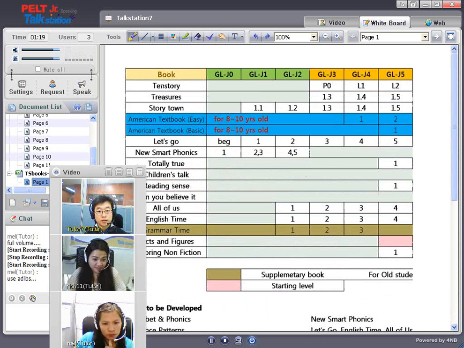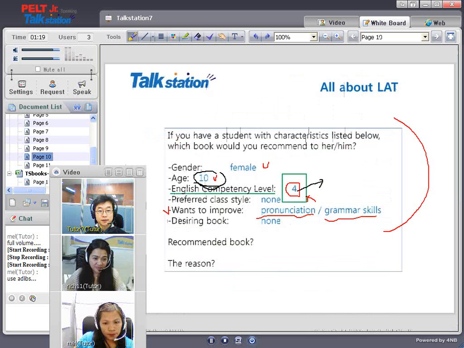Okay. Alright. Our tutors can find this kind of table in the admin page, right? Okay, let's say Let's Go would be appropriate for the student. We're going to check their level and find the appropriate book for them. Yes, sir. Okay. Alright. That's about it for LAT.